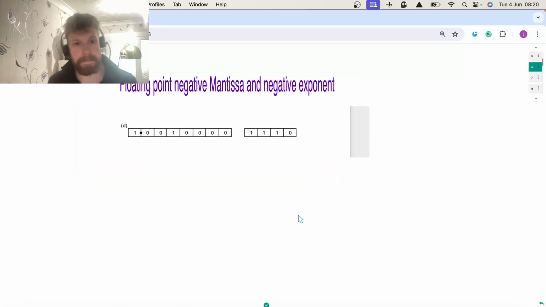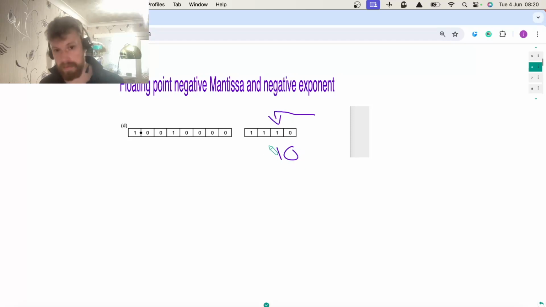Okay. Final one is negative negative. So negative negative is where you've got a negative mantissa and a negative exponent. What this one is, is where you have to 2's complement both of them. So what we're going to do is go to here, 0 1. Everything at it and before it stays the same. Everything after it is flipped.